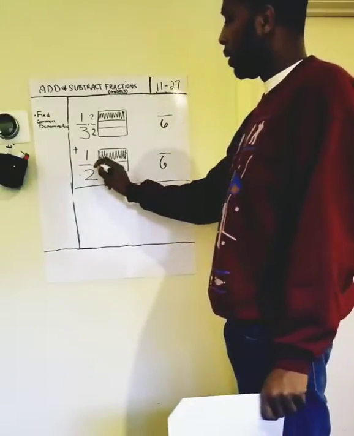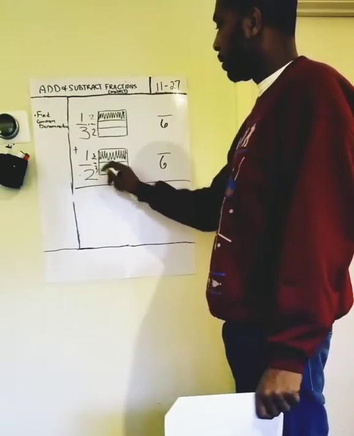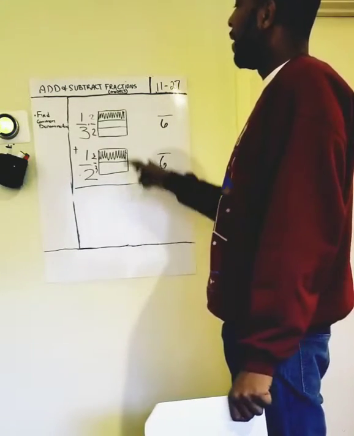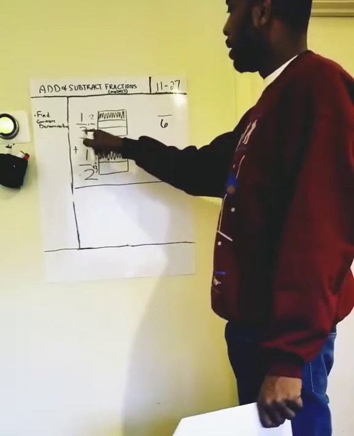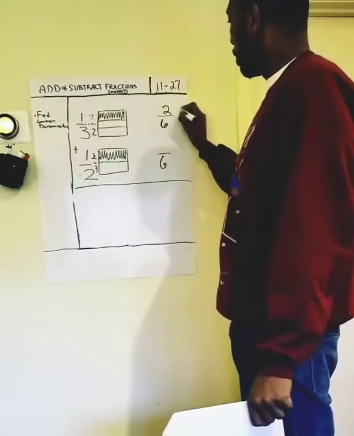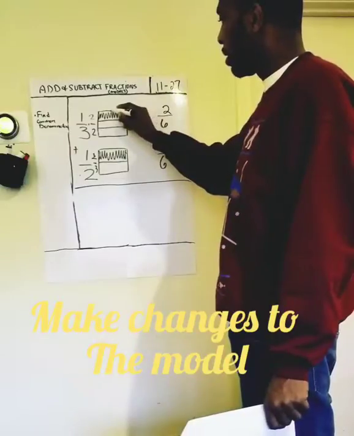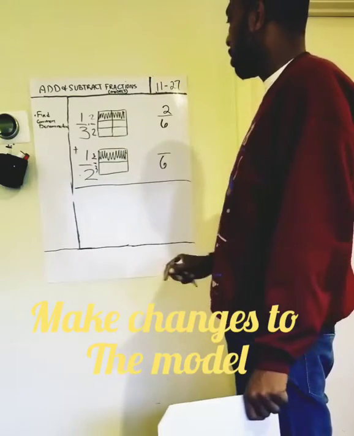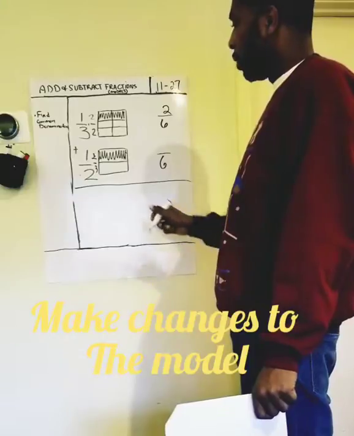Okay? So it's going to be 3 times 2 equals 6. So in order to do that, I have to model this and make this into 6. So it's going to be 3 times 2 is 6. 1 times 2 is 2. 2/6. Okay, so in order to make this into 6, draw a line right there. I got 1, 2, 3, 4, 5, 6. And then 2 of them are shaded.